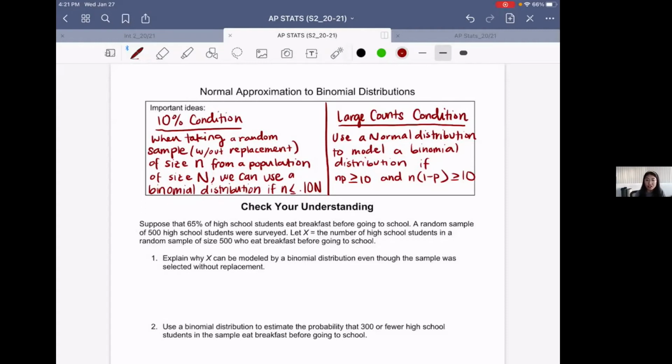So this is called the large counts condition. It says use a normal distribution to model a binomial distribution if n times p is greater than or equal to 10 and n times 1 minus p is greater than or equal to 10. So these are two conditions that we should make sure are met so that the normal distribution works for something huge in a binomial distribution.